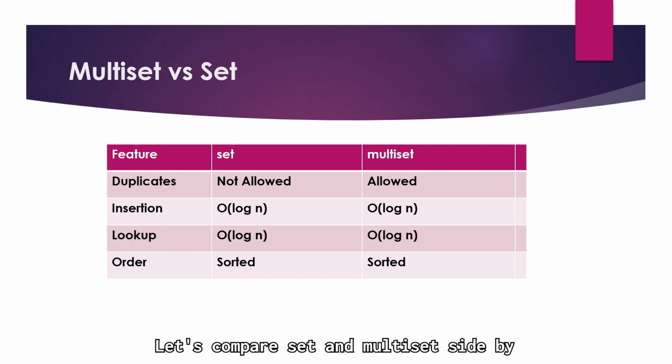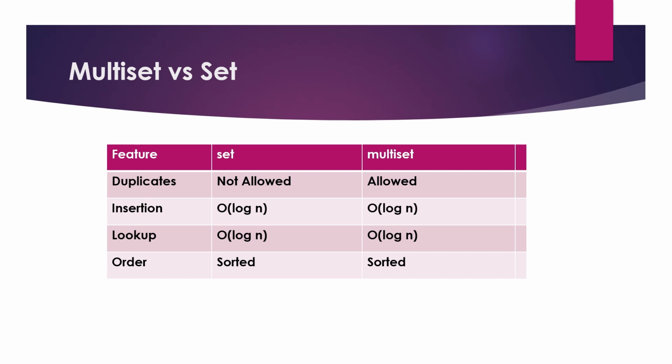Let's compare set and multiset side by side. First and foremost, sets do not allow duplicates while multisets do. In terms of performance, both offer logarithmic time for insertion and lookup due to their tree-based structures, and both maintain sorted order. So the main deciding factor is whether your use case requires duplicate handling. If yes, multiset is the clear winner.